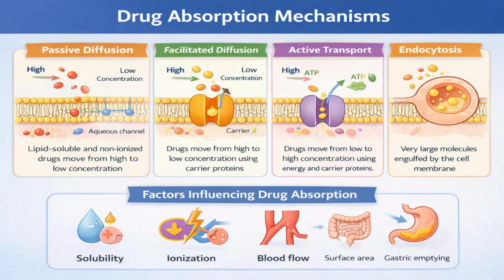Finally, several factors influence drug absorption. pH and pKa are critical because only the non-ionized form of a drug crosses biological membranes easily. Blood flow affects absorption. Greater blood flow enhances absorption. Surface area is extremely important. The small intestine has a much larger surface area than the stomach, which is why most drugs are absorbed in the intestine. Contact time also matters. Rapid gastrointestinal motility reduces absorption. Finally, P-glycoprotein transporters actively pump certain drugs out of intestinal cells, reducing absorption and bioavailability.